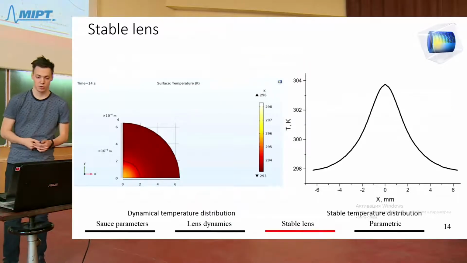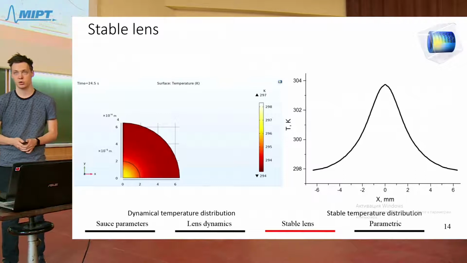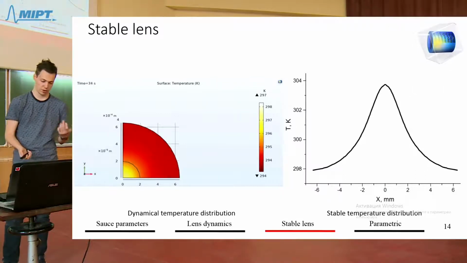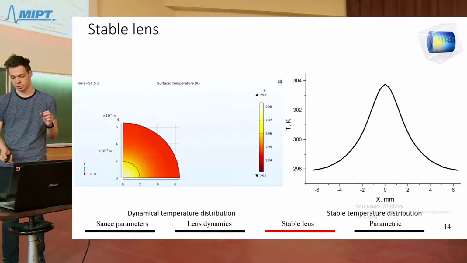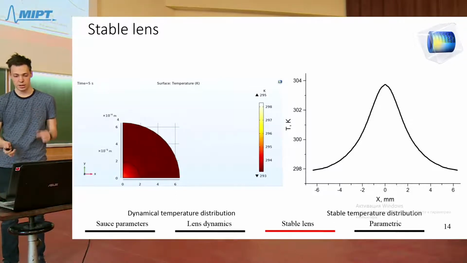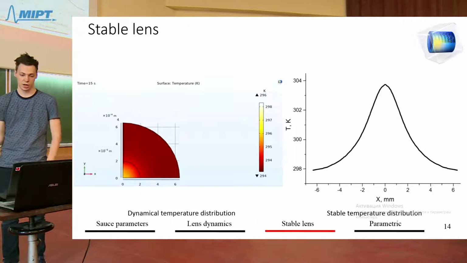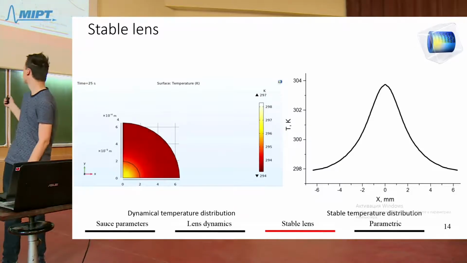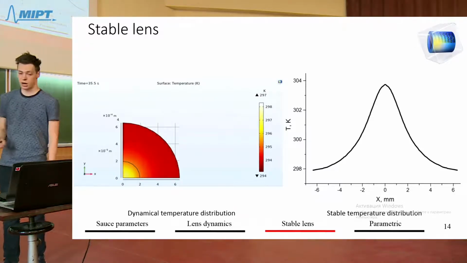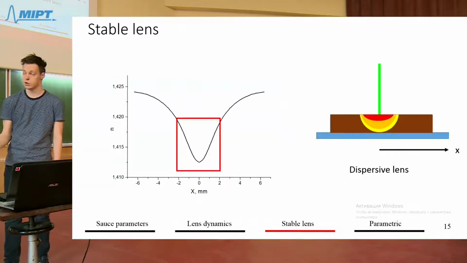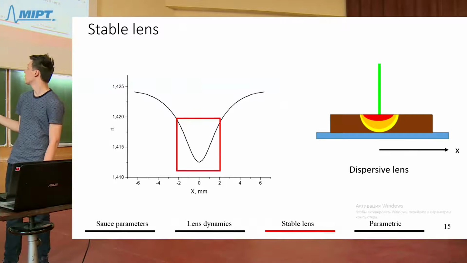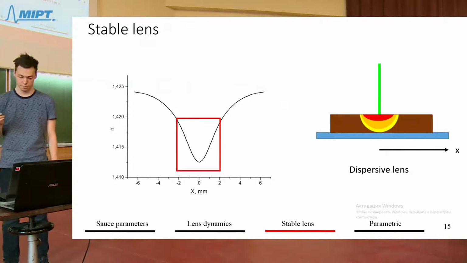Next, we're going to work with stable lines in order to do a more correct simulation. I'm not saying that our lens is very thin. We make a COMSOL Multiphysics simulation and find the stable temperature distribution in the lens. Next, as we know how the refractive index depends on the temperature, we find the refractive index distribution in our lens. We find out that our lens is dispersive.